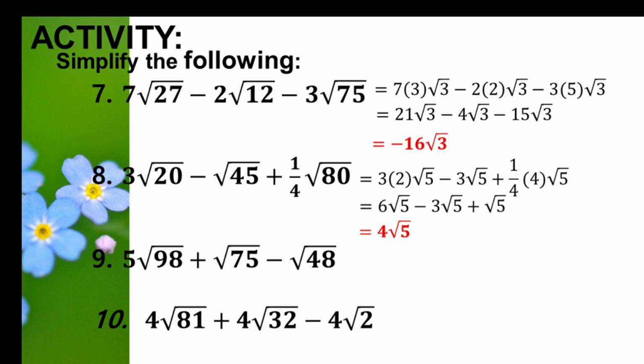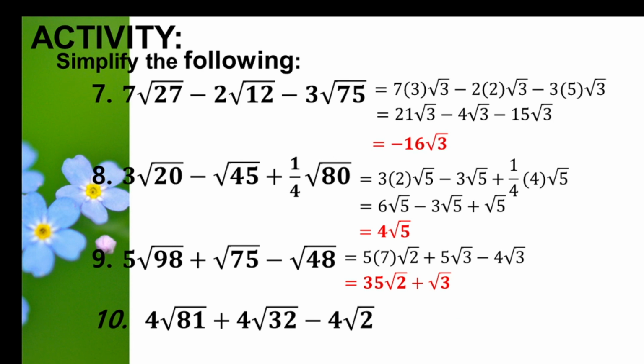Next, we have 5 square root of 98 plus the square root of 75 minus the square root of 48. So we have 5 times 7 square root of 2 plus 5 square root of 3 minus 4 square root of 3. So therefore, we have 35 square root of 2 plus the square root of 3. We cannot combine 35 square root of 2 and square root of 3 since they are unlike radicals.